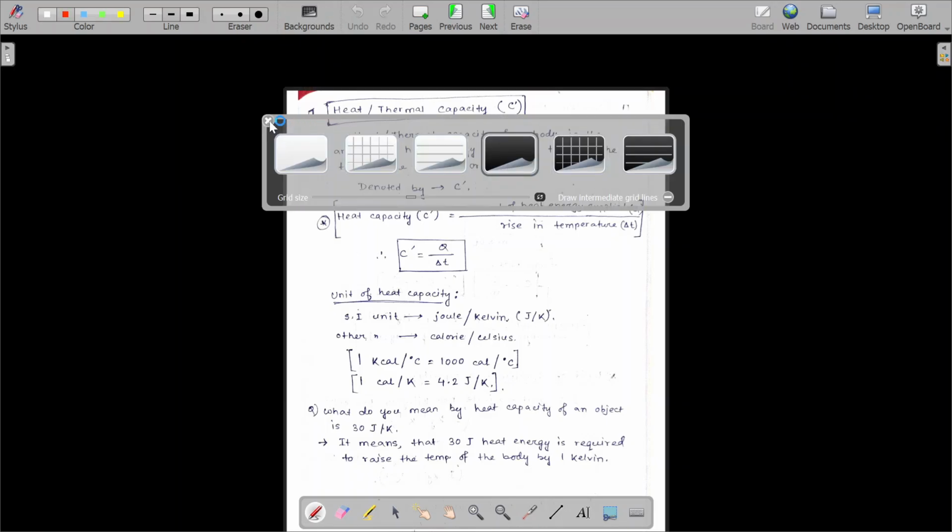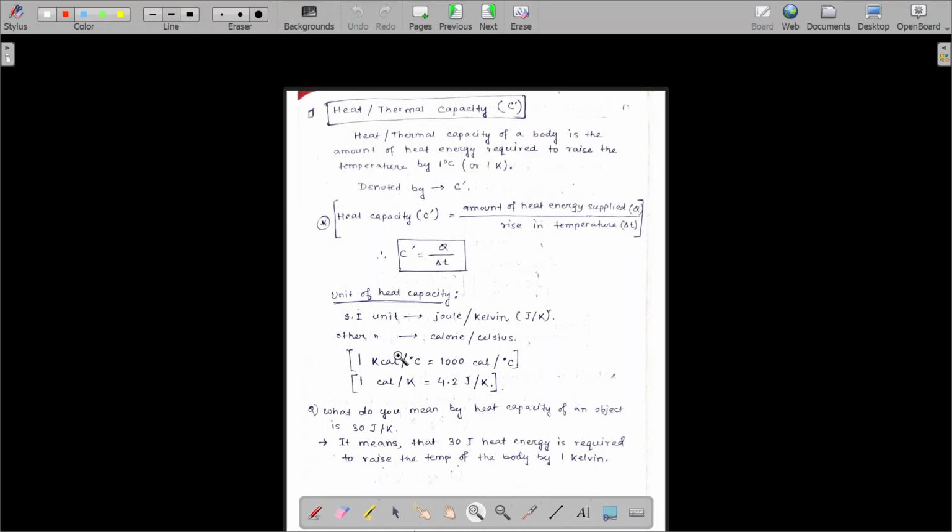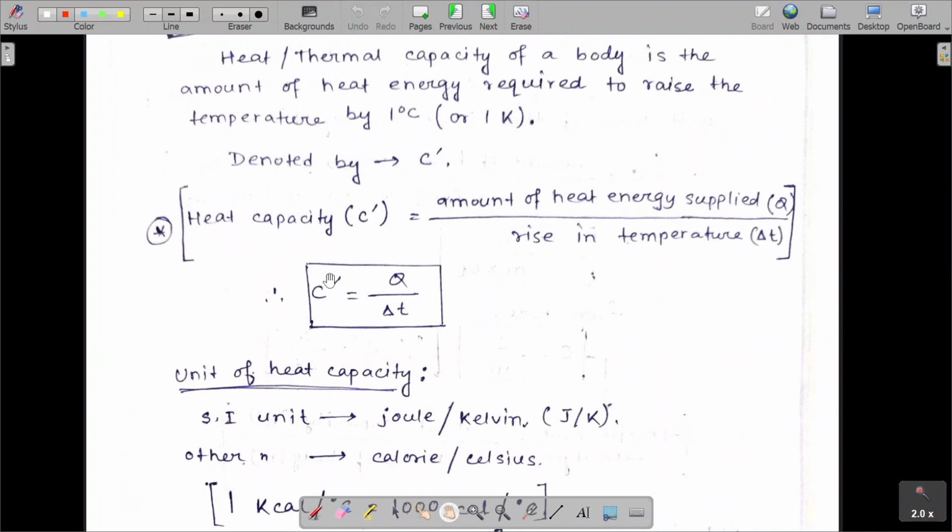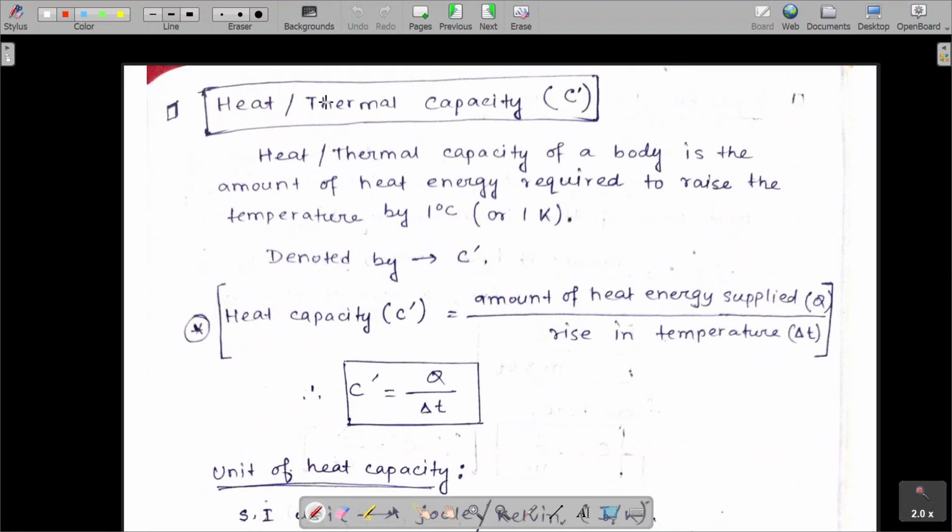Now we have heat capacity. Heat capacity or thermal capacity is denoted by C dash. The heat or thermal capacity of a body is the amount of heat energy required to raise the temperature of the body by 1 degree Celsius.